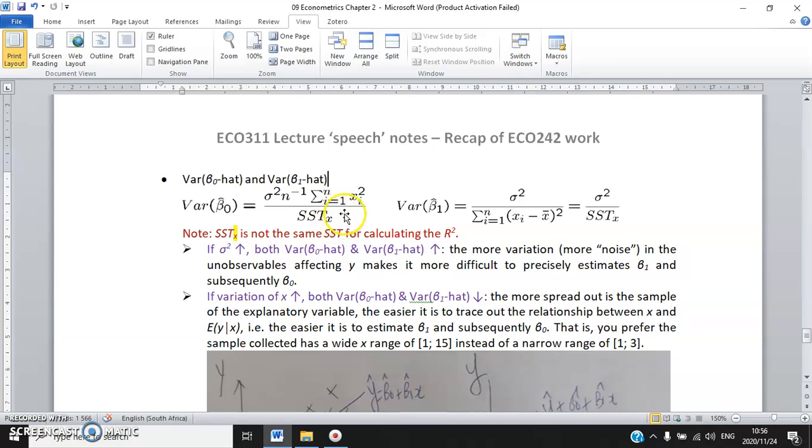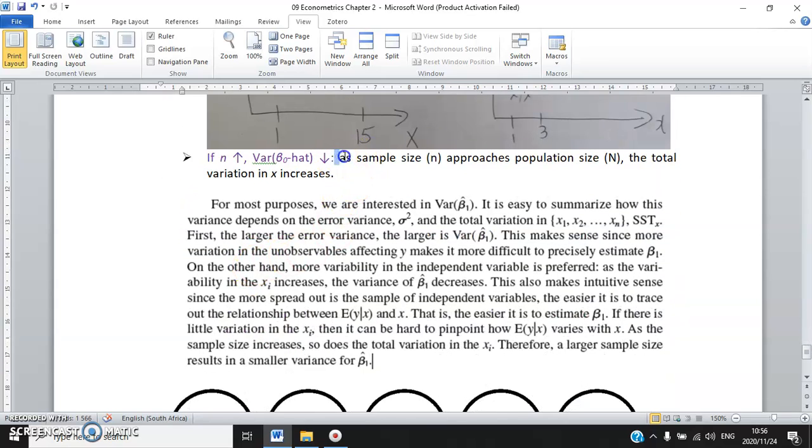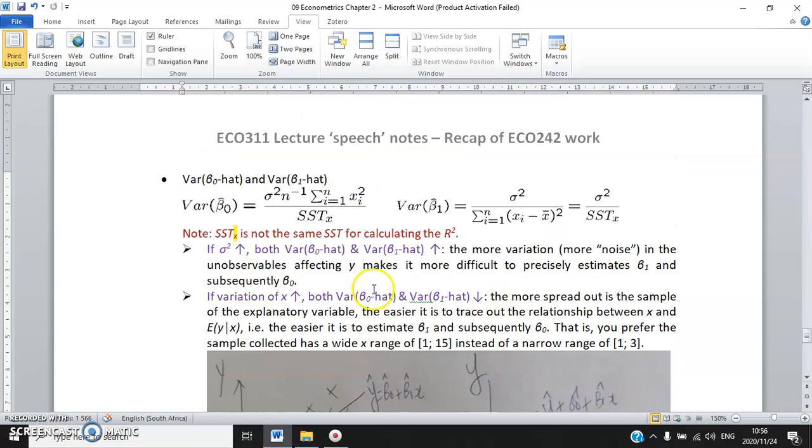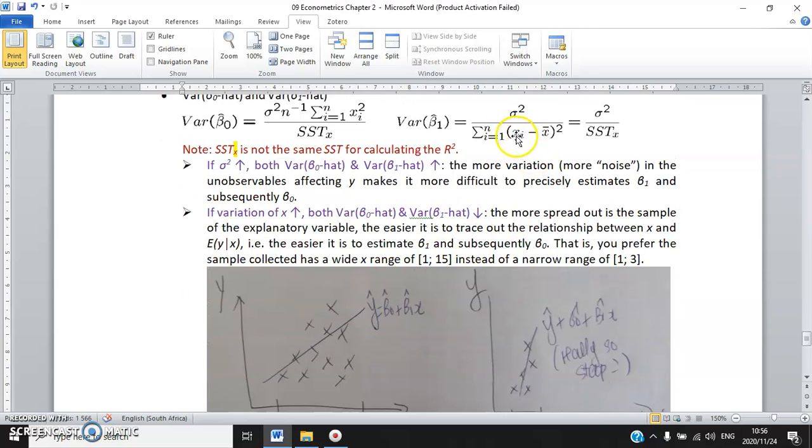As sample size increases, the denominator increases, and then the variance of B0 hat would decrease, because ideally we want to collect information from as big a sample size as possible, which approaches population size. Secondly, we want greater dispersion of x around the mean of x. In other words, we want the total sum of square of x to be larger. Then the denominator term gets larger, and the variance of B0 hat and variance of B1 hat would decrease. And this is the explanation.